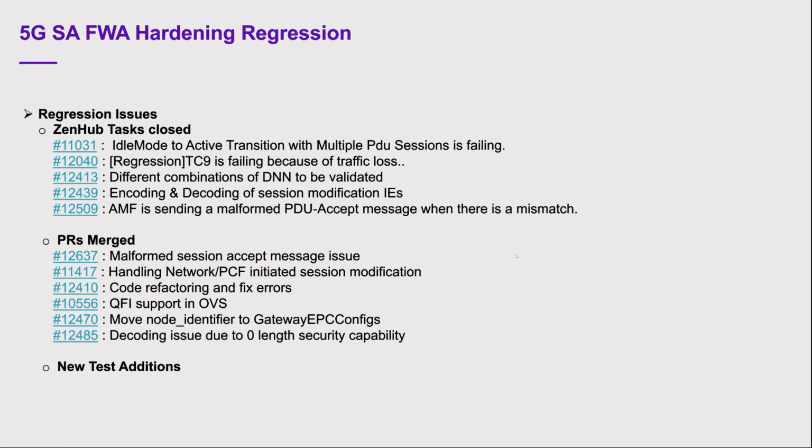This is the hardening regression testing features. The issues which got resolved: around 5 Jira tasks got closed, and there are around 6 PRs got merged. So this is just ongoing hardening for the branch related to 5G SA.